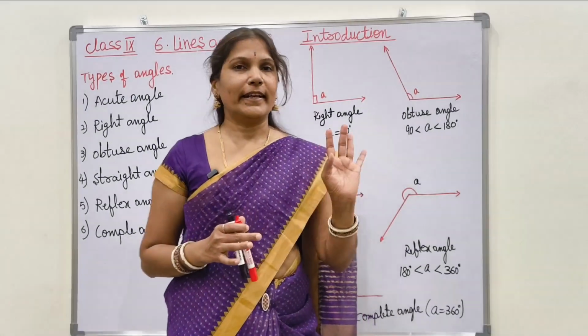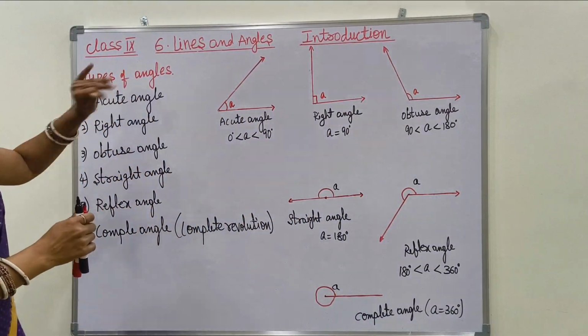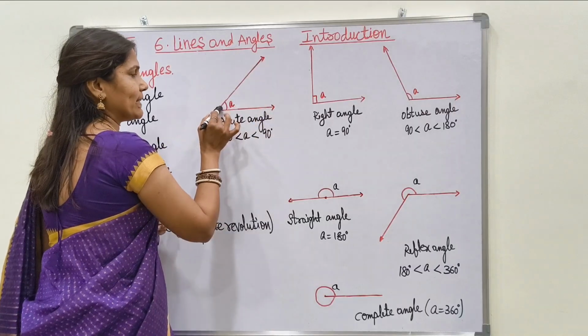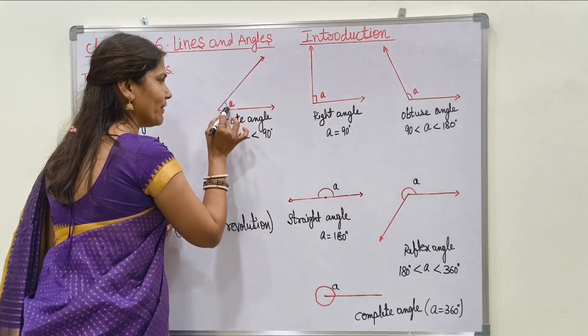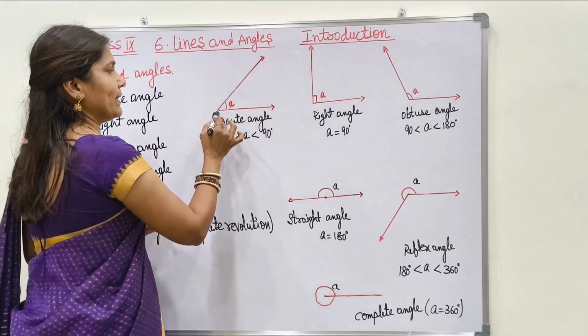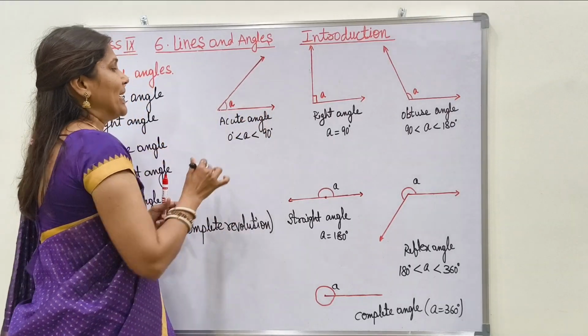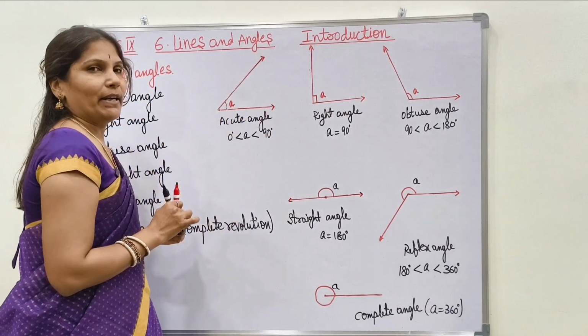Now we will learn types of angles. Carefully listen. First of all, angle means what? See here, this is one ray, this is one ray. The meeting point here will form an angle. This ray is called an arm, and this ray also is called an arm. Next, this point is called the vertex.